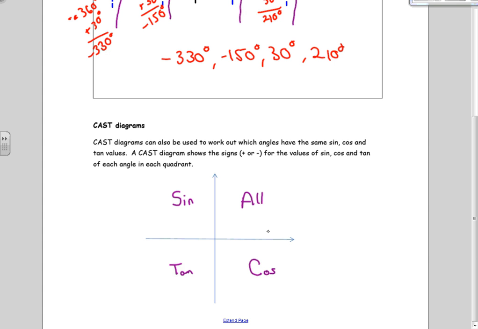In C, only the cos graph is positive. In T, only the tan graph is positive. And in S, only the sine graph is positive.